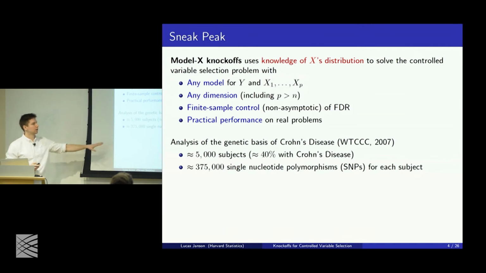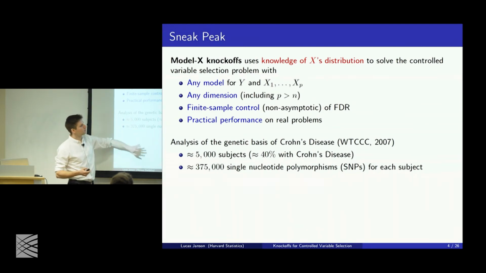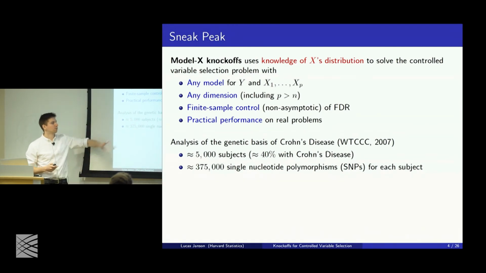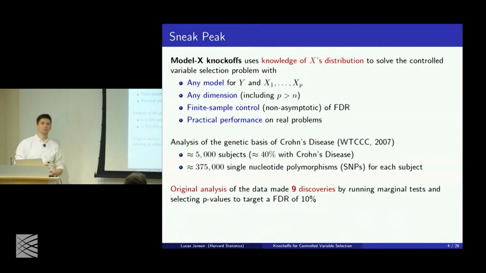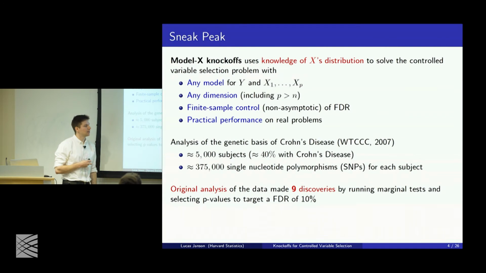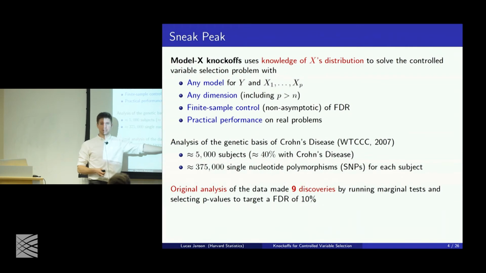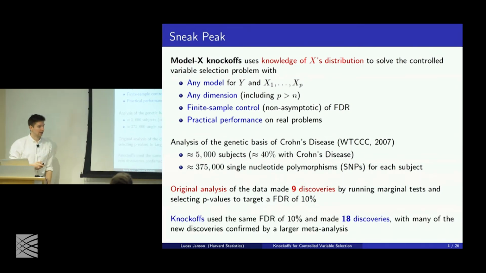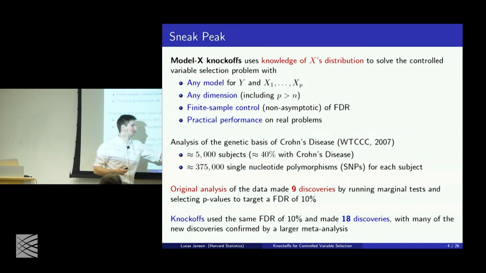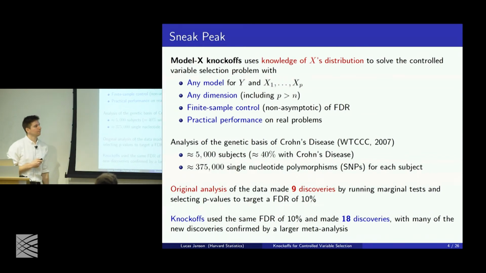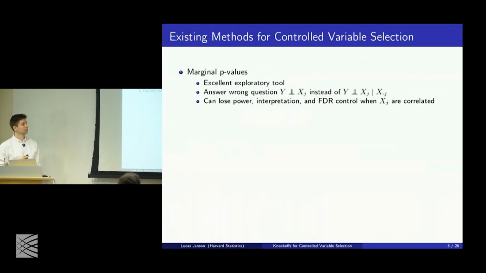All right, so I can talk about that a little bit. We applied this to a GWAS data set that had about 5,000 subjects, about 40% had Crohn's disease, with about 400,000 SNPs for each subject. In the original analysis of the data, they used marginal p-value testing, which Wenshuo went over. We know that's not quite testing the right hypothesis, but there are post hoc fixes you can do, and you can make certain arguments to try and control the false discovery rate at 10%. And they did. They made 9 discoveries. We ran our method. I think we have a much more credible argument that we're actually controlling the false discovery rate at 10%, and we have double the power. So I'll talk about that at the very end.